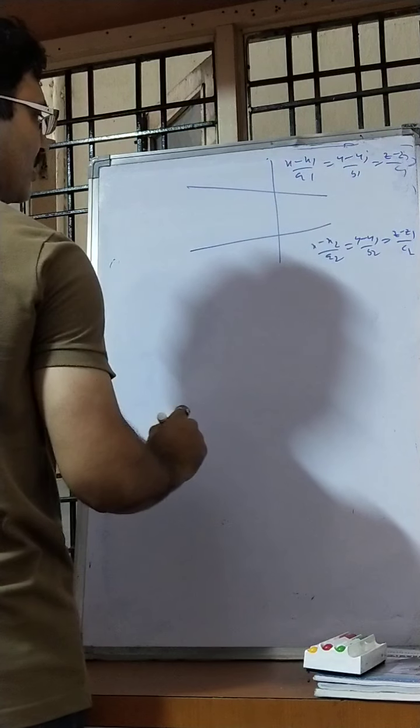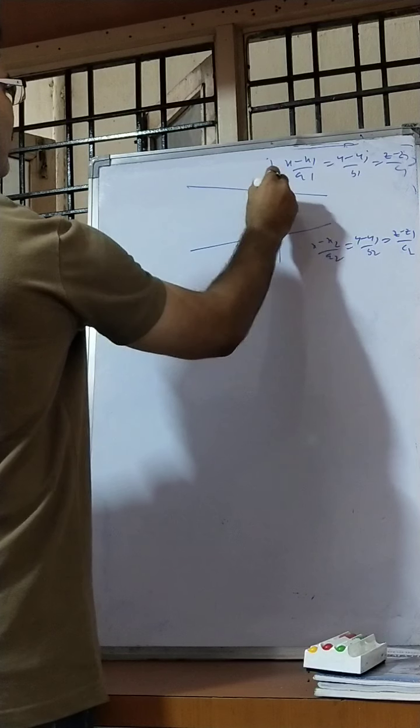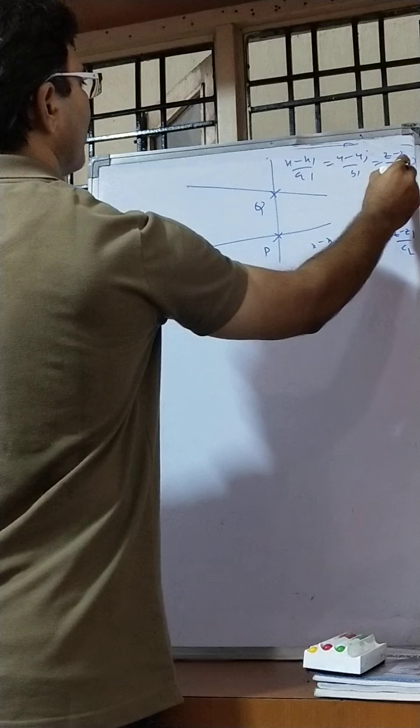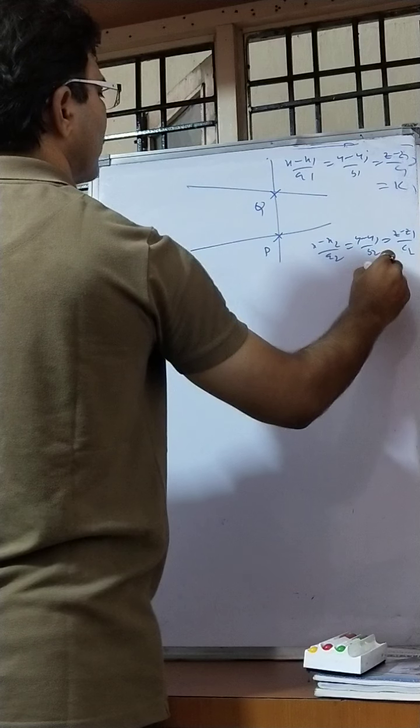Let us say this is the shortest distance. Say that's P, this is Q. You take a point on this as Q, some K, and here it is some lambda.